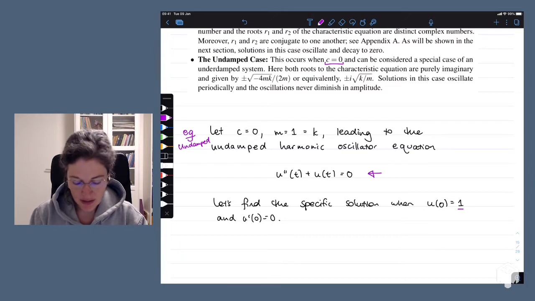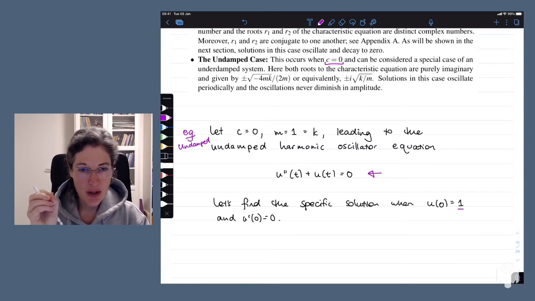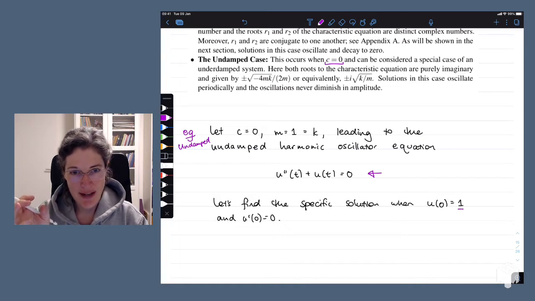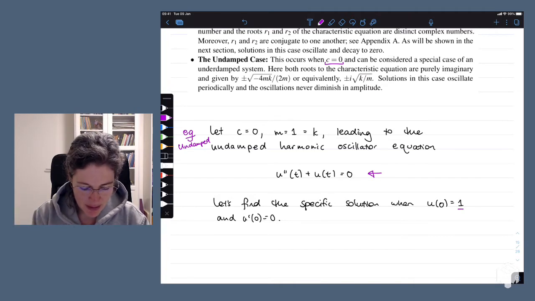initial velocity is 0. So this should actually look very familiar from intro to physics. This is the first sort of simple harmonic motion equation that you will ever have seen. Just maybe go back and have a look at your notes if you want to remind yourself. But let's solve this anyway.